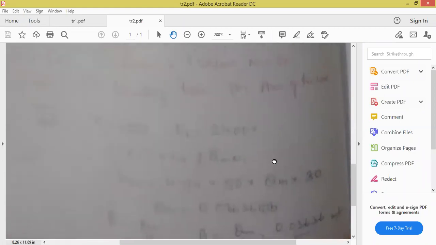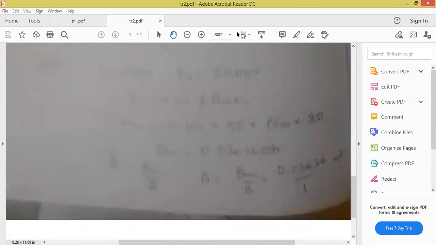These two problems are sufficient based on the EMF equation of the transformer. So today's class is all about the EMF equation and simple problems on it. Is it okay? Any question, anyone?